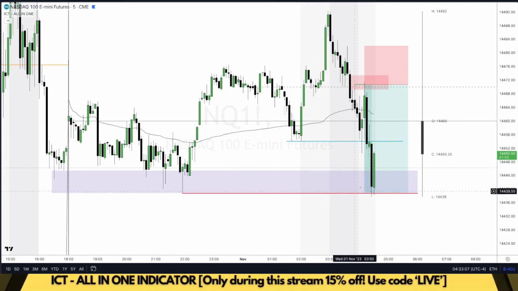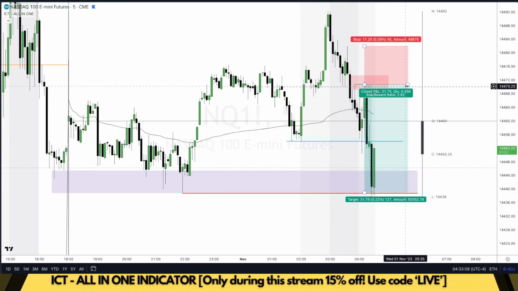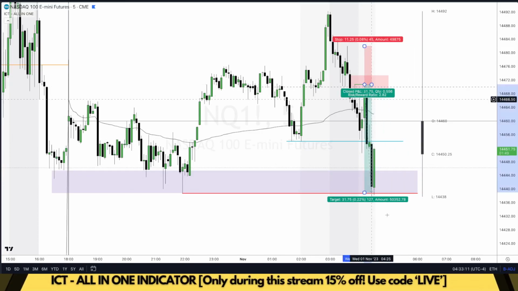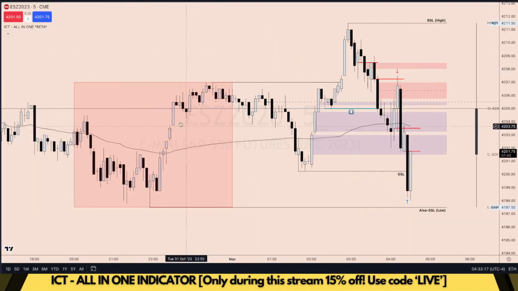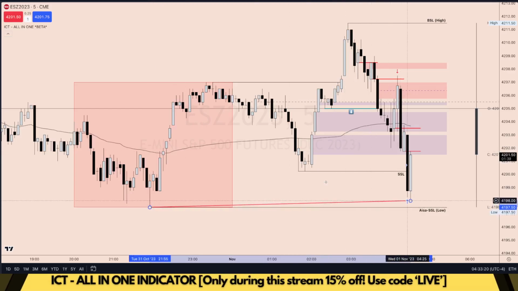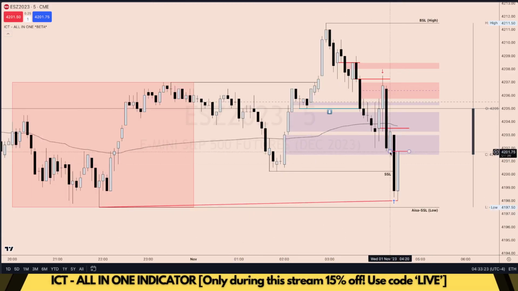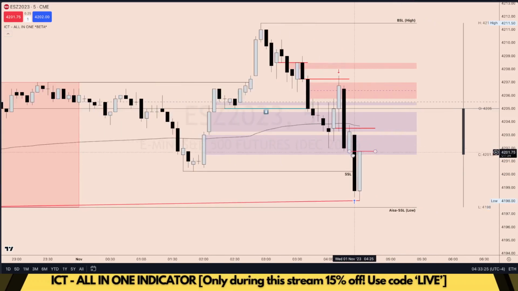And NQ took the low, so our take profit target on NQ would have been hit. But same story. Right here we took the low and we immediately get that push up, while on ES here we once again have SMT divergence. We didn't take the low, we just rebalanced this entire 5-minute candle that delivered into our target.